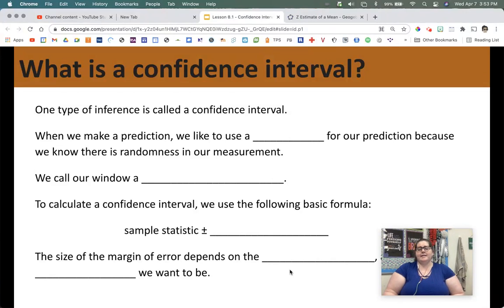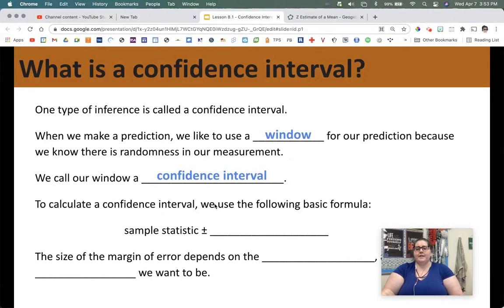And what that does is it kind of leaves room for that variability, for that randomness that's going to happen. When we make a prediction, we like to use a window for our prediction. Instead of just predicting one single number that's true for the population, we like to have a little window, because we know there's randomness and we want to leave room for that. And we call that window the confidence interval.